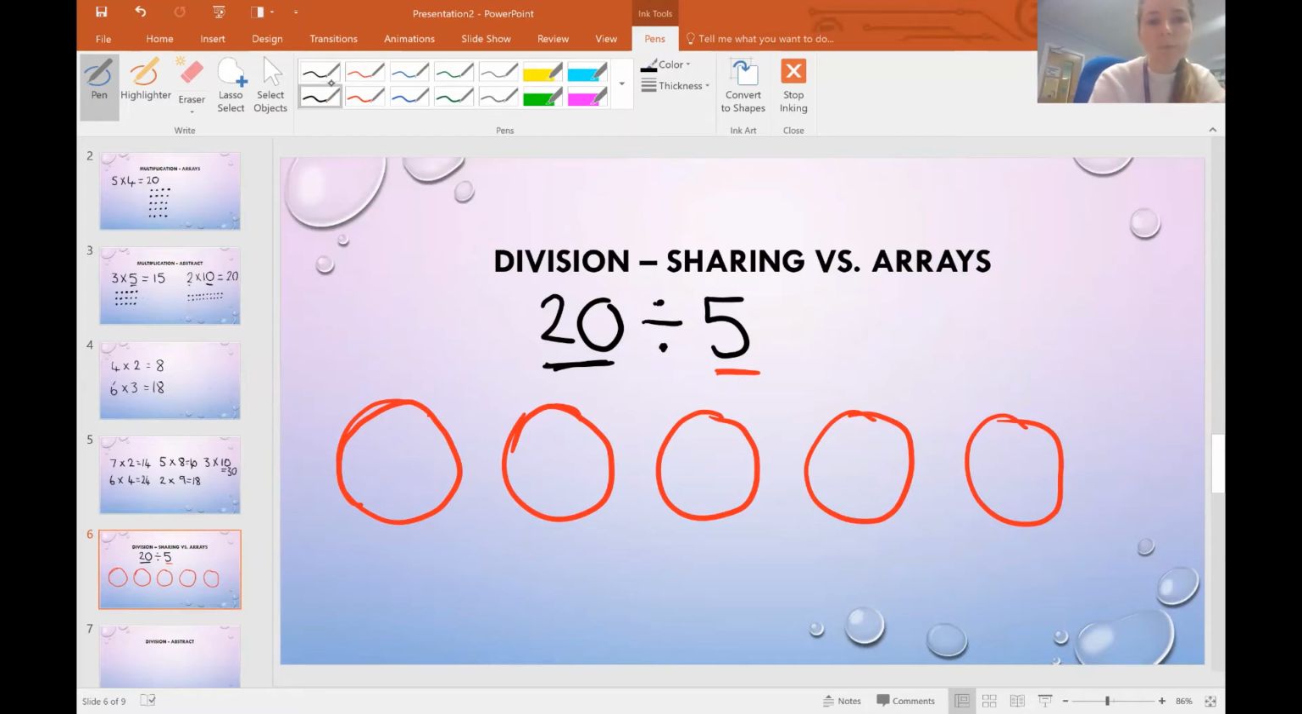So I'm going to count and give one to each plate as I count. So 1, 2, 3, 4, 5.